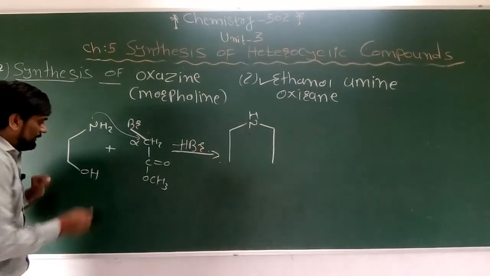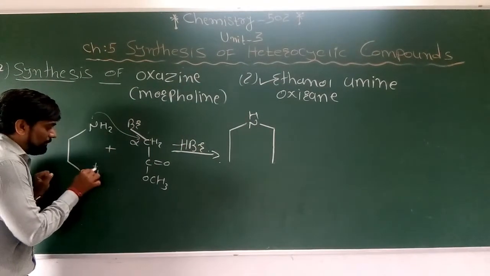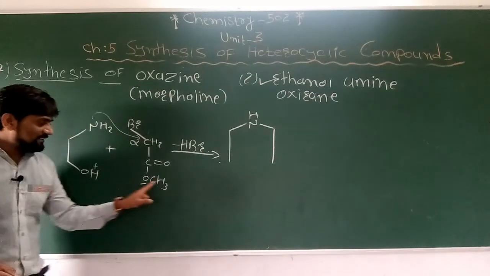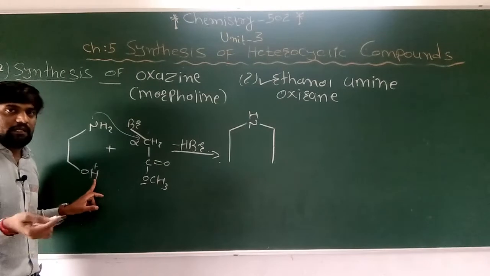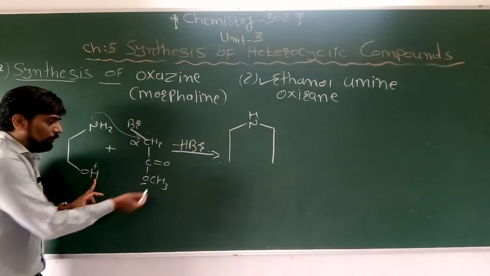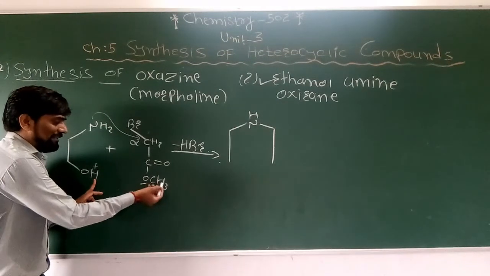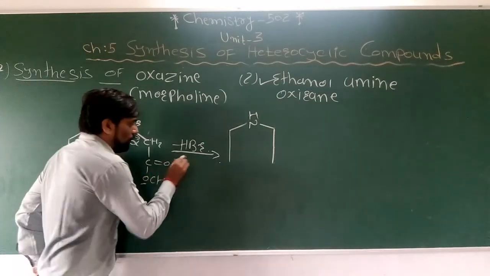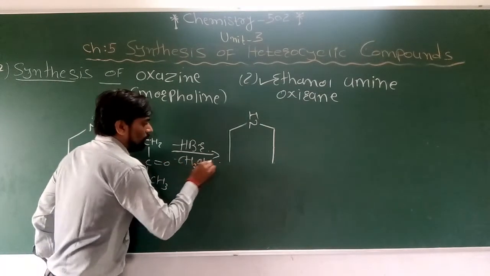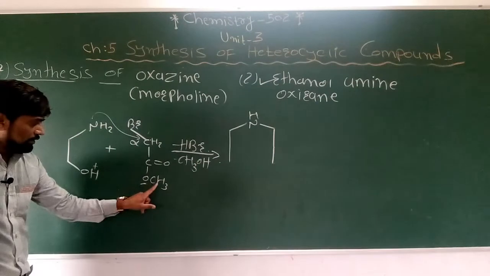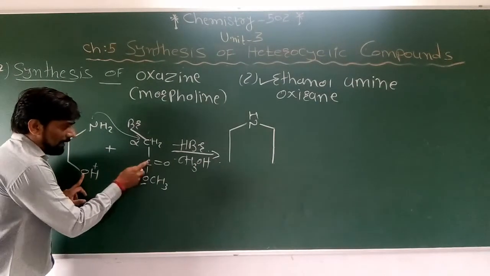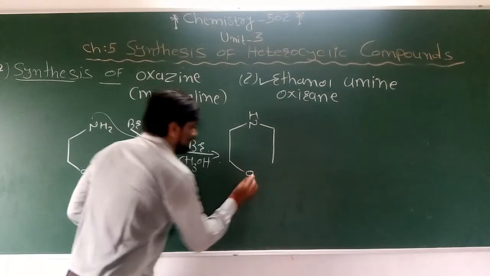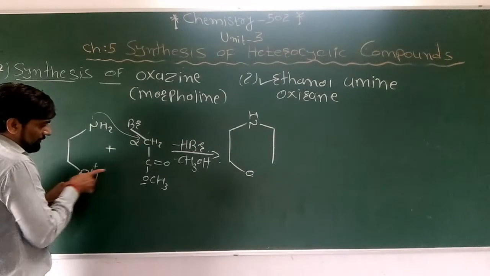What happens here? Here H plus, and here OCH3, the methoxy group, has a negative charge. H plus means hydrogen has a positive charge. So what is removed in total? CH3OH, 1 mole of methanol, will be removed, and this oxygen is directly bonded with this carbon.